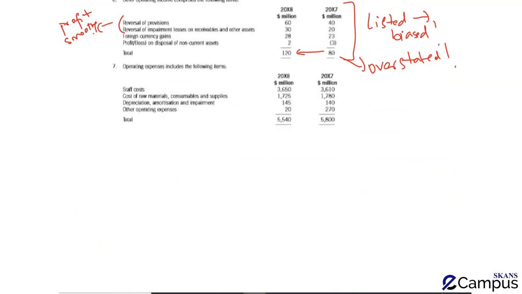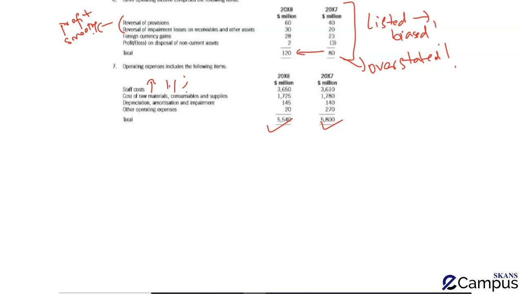Let's have a look at this now. So 5,800 gone down to 5,540. That matches. There's no change over there. My first concern comes from the staff cost. From 3,610, it's gone up to 3,650, which does not make sense. This is an increase of 1.1%. I get separate marks for this trend calculation.